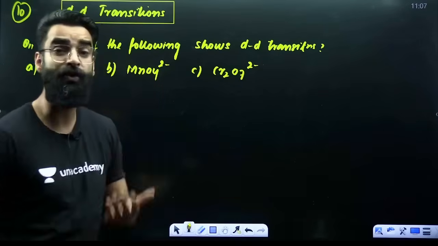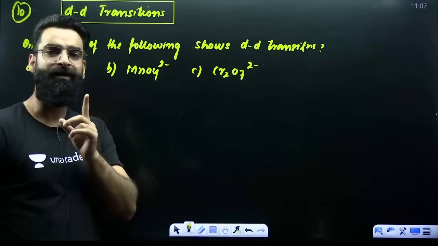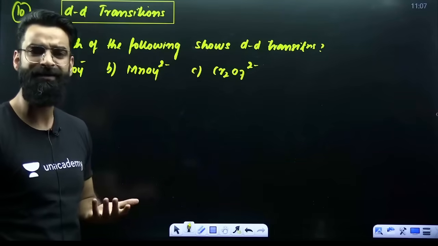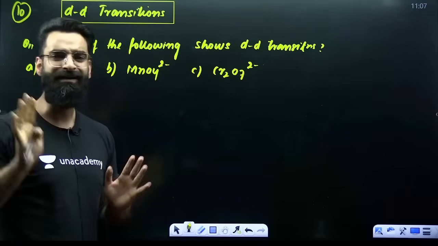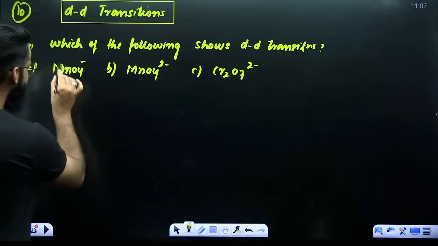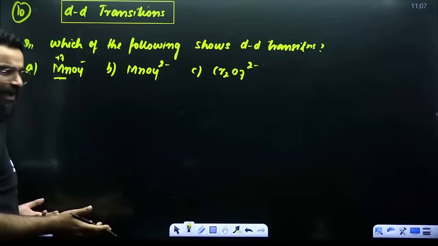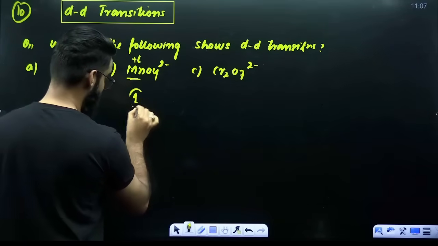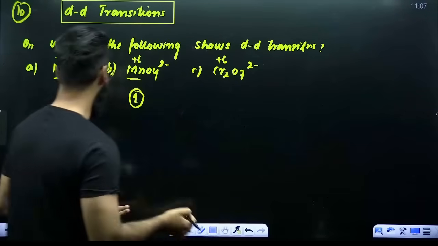Which of the following will show d-d transitions? My dear students, remember one thing. Whenever you see the unpaired electrons, wherever you see the unpaired electrons with the central atom, with the central ion, right? At that time, d-d transitions are going to happen. Since manganese here is in +7 oxidation state, that means manganese does not have any unpaired electron. Your manganese here is in +6 oxidation state, so manganese has got one unpaired electron. Chromium here is in +6 oxidation state, so chromium does not have any unpaired electron.